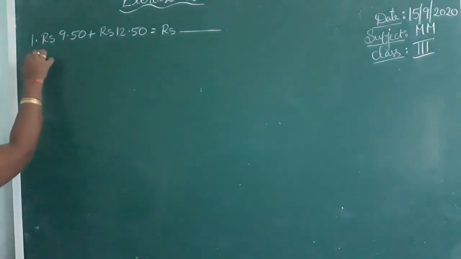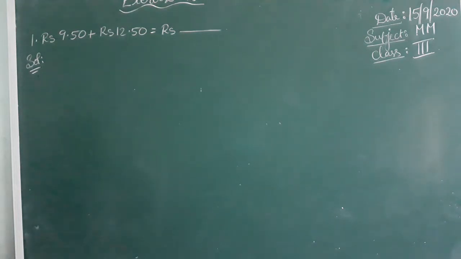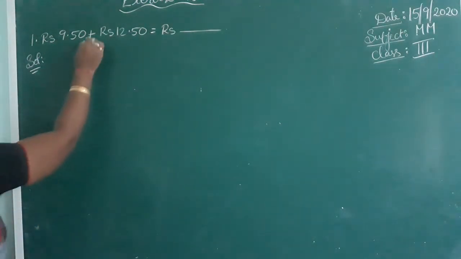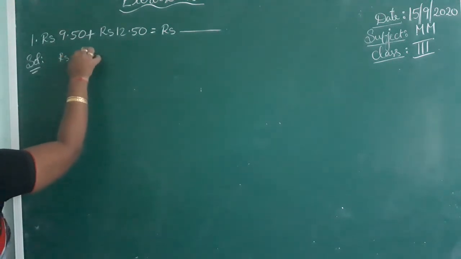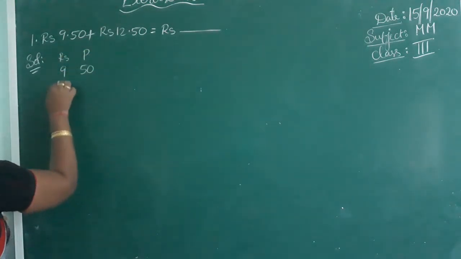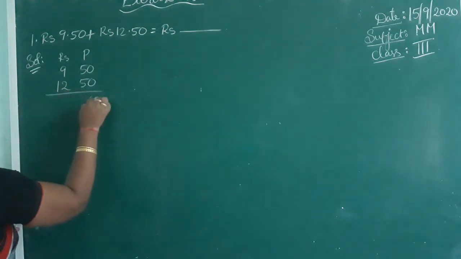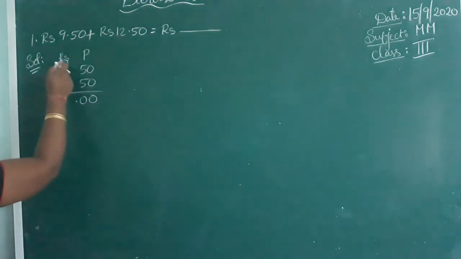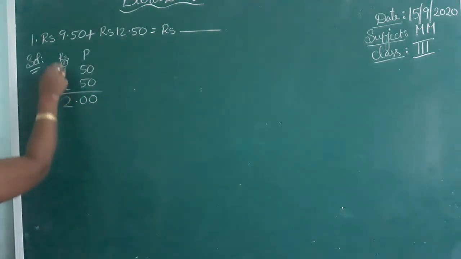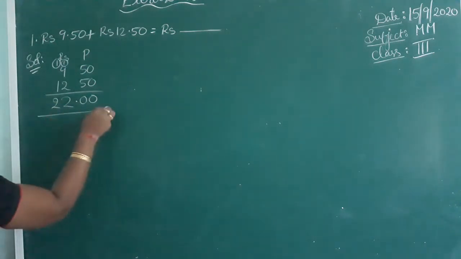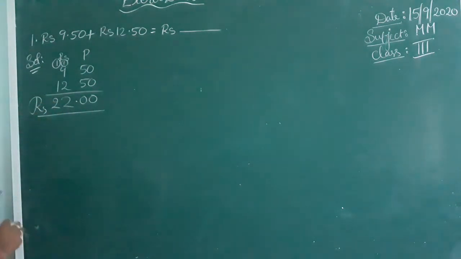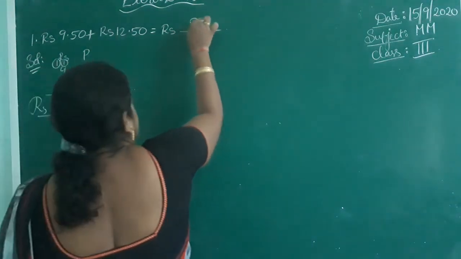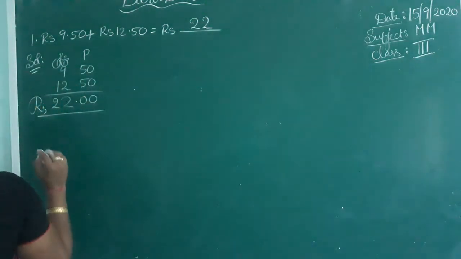See what symbol was given between the two amounts, 9 rupee 50 paisa and 12 rupee 50 paisa. Between them they gave the symbol plus. Plus means addition. So add rupees and paisa. 9 rupee 50 paisa, 12 rupee 50 paisa. Right. 0 plus 0, 0. 5 plus 5, 10. Next 9 plus 1, 10. 10 plus 2, 12. 1 plus 1, 2. So how many rupees is it? 22 rupees. See the second one.